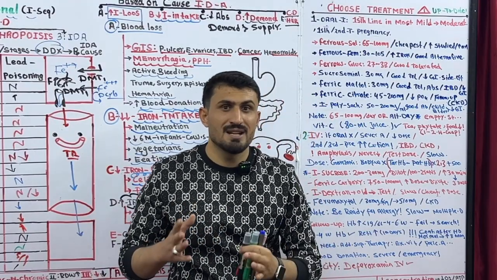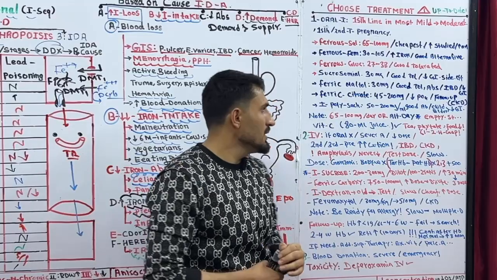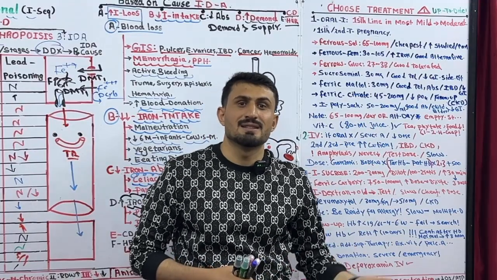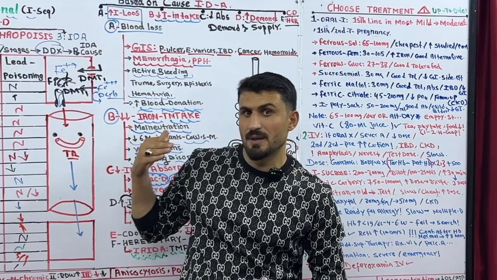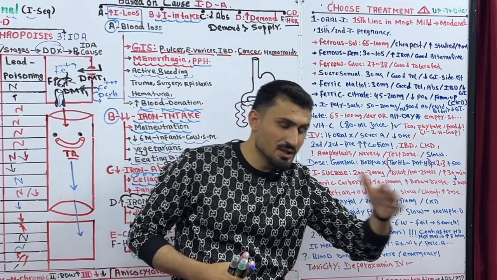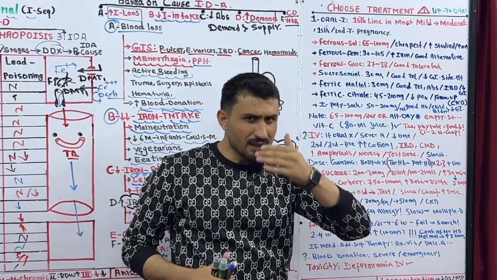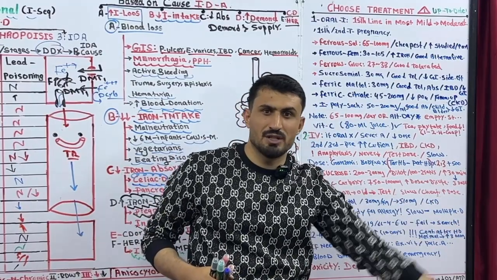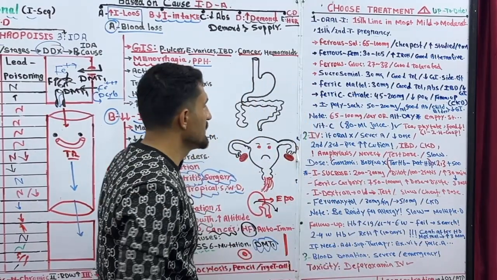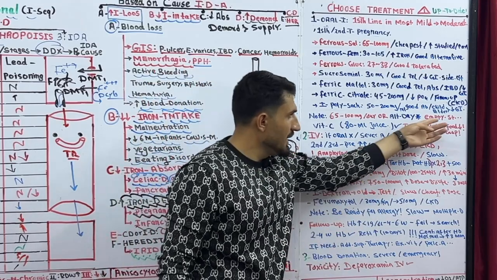Okay, give it one day after another, because when you give it every day it causes more production of hepcidin, which prevents iron absorption. But when you give it on alternate days, the net result will be the same, but the GI upset and hepcidin production will be less. This is the benefit.